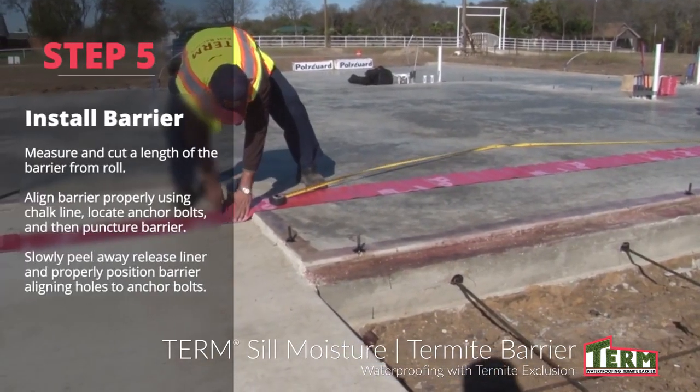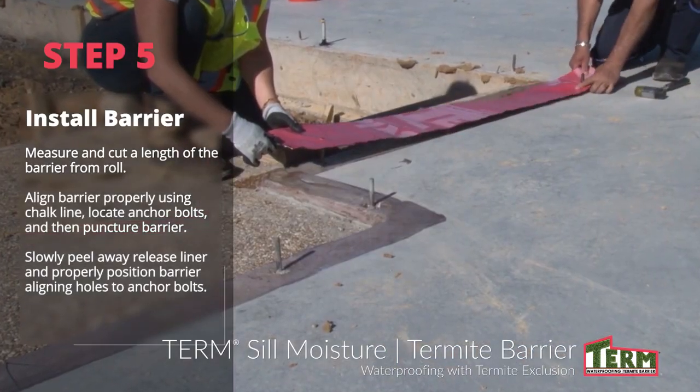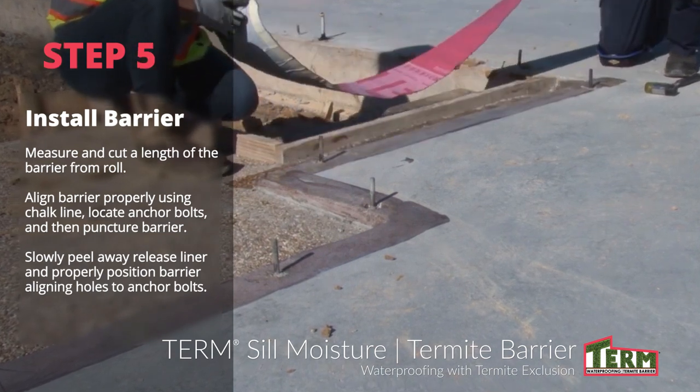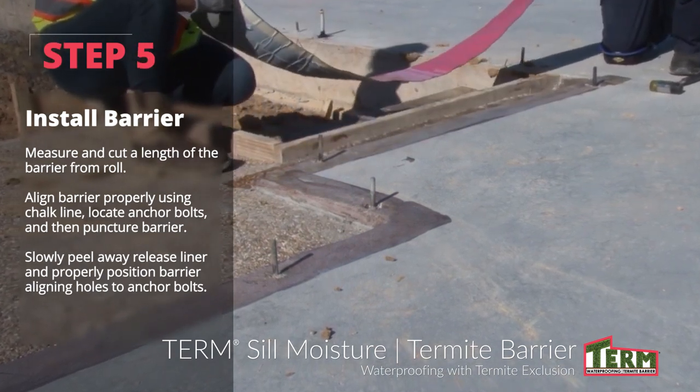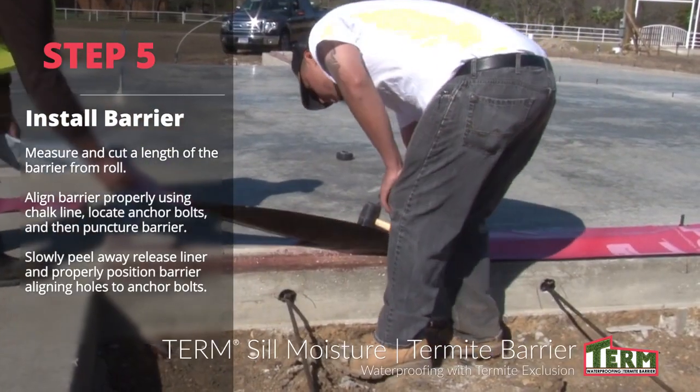Measure and cut the barrier to length. Align the barrier properly using the chalk line. Anchor bolts can be punctured using a rubber mallet. The release liner should be slowly peeled away to expose the sealing surface. Place the barrier properly by aligning the holes to the anchor bolts.